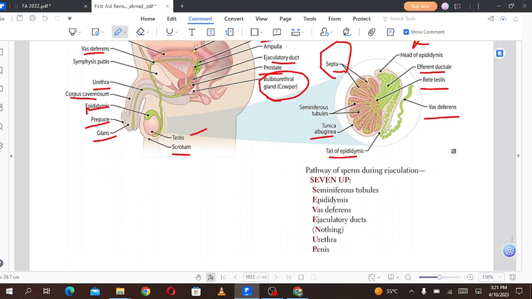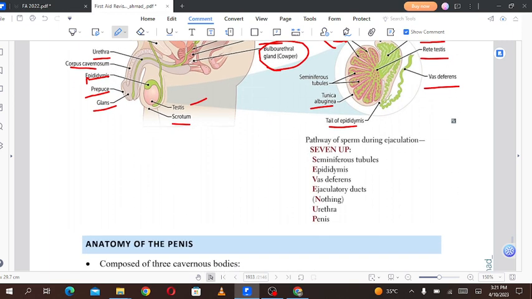Pathway of sperm during the ejaculation. So 7-Up. 7-Up is a beverage used in Pakistan very commonly. So 7-Up: seminiferous tubules, epididymis, vas deferens, ejaculatory ducts. N is for nothing, and then urethra and penis.